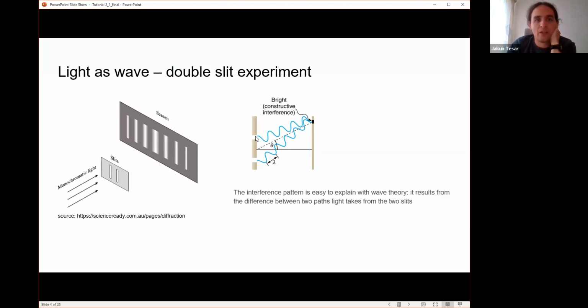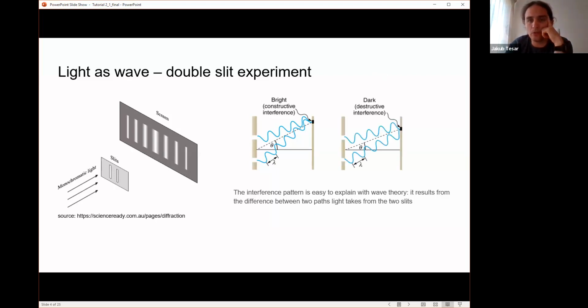And if we analyze, for example, this bright region on the screen, we would see that the light going there from the slits to the screen propagates along trajectories which are of different length, and what matters is their difference. So if it happens like here in the picture that both of these waves come in phase, that means the crest of one wave is the same as the crest of the other wave. That means that they positively interfere, and that means that they create a bright spot on the screen.